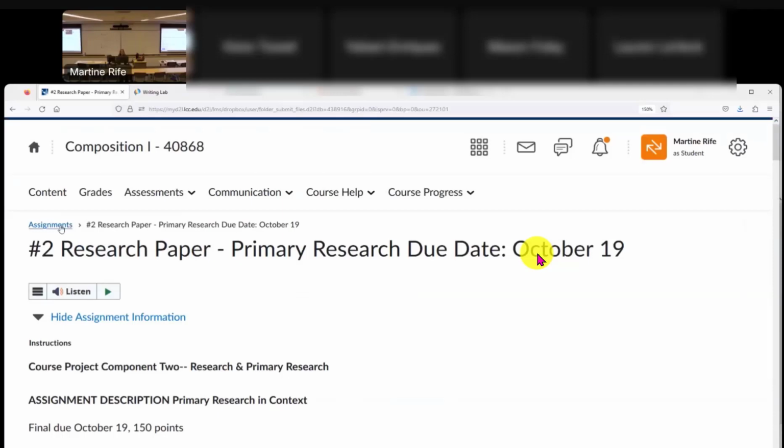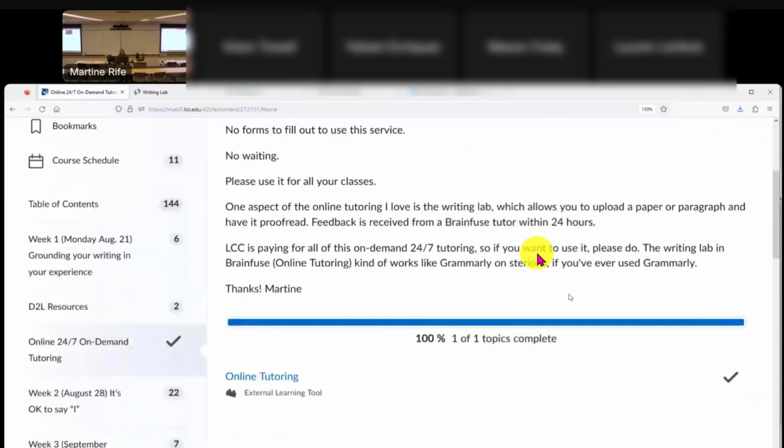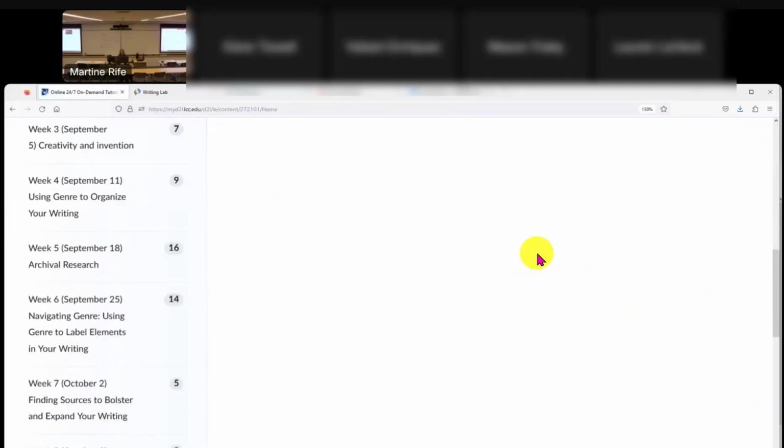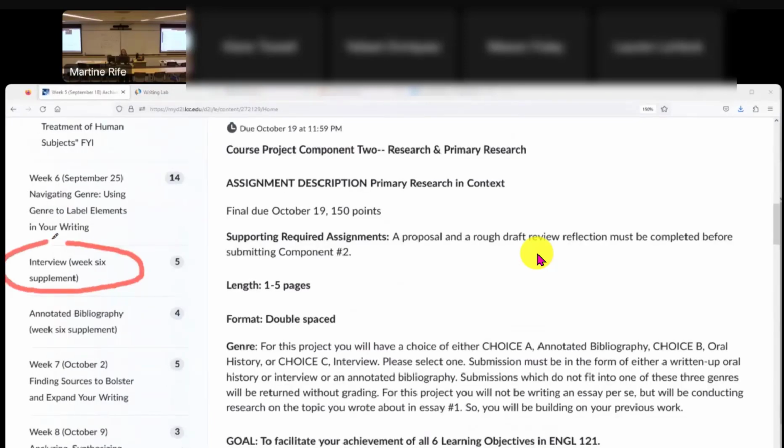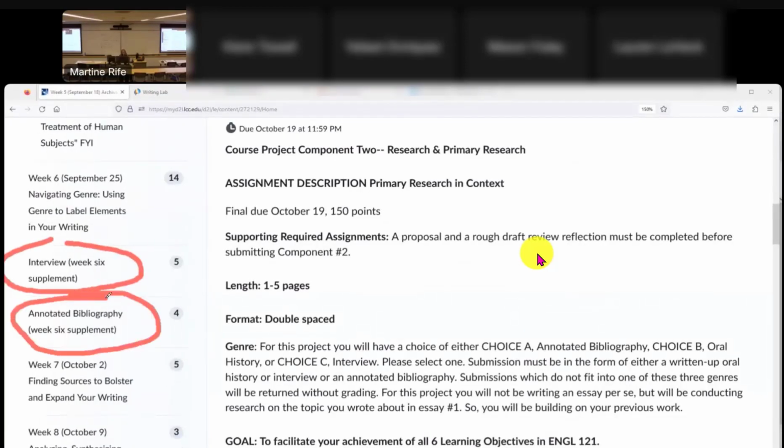So your choice for this paper is going to be either an annotated bibliography or an interview. Now, if you want to look ahead, it's not really ahead because next week is week 6. And in the week 6 folder, here's the folder. You'll see an interview folder and an annotated bibliography folder. In each folder are numerous student samples of what does the interview look like? What does the annotated bibliography look like?